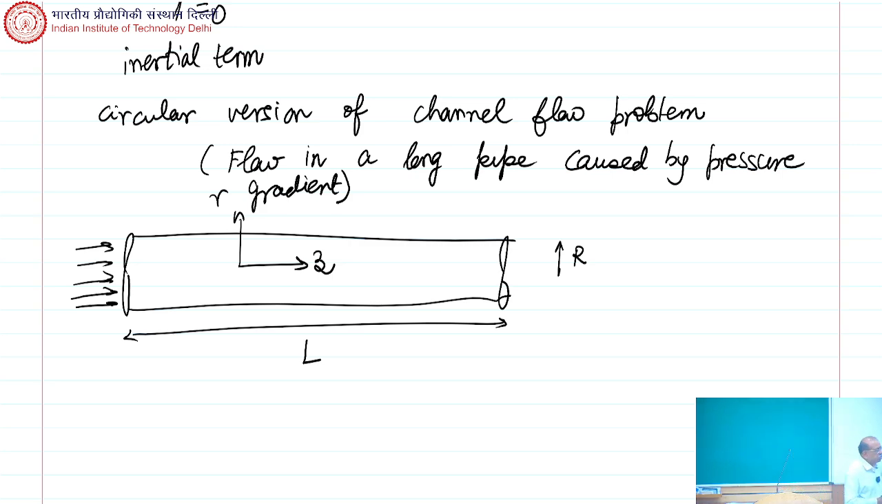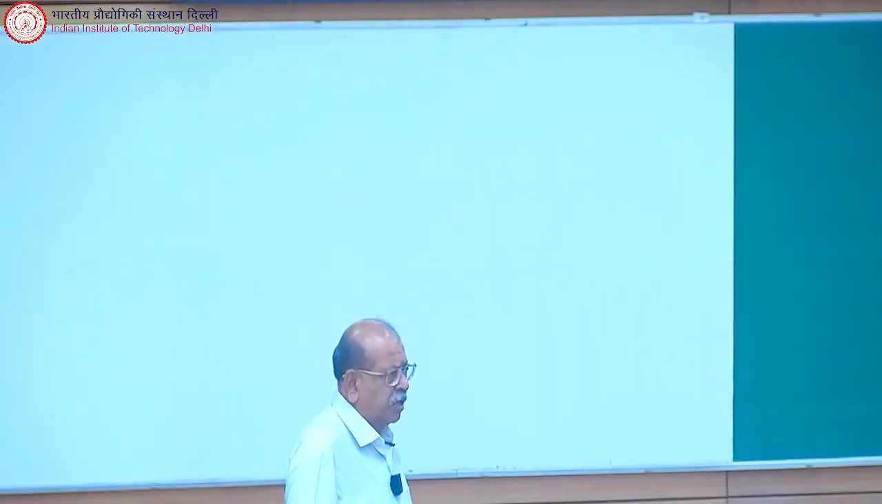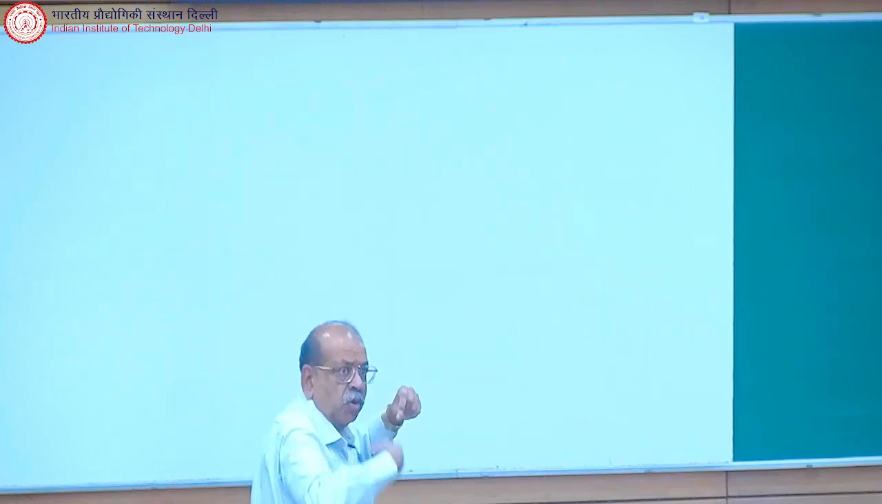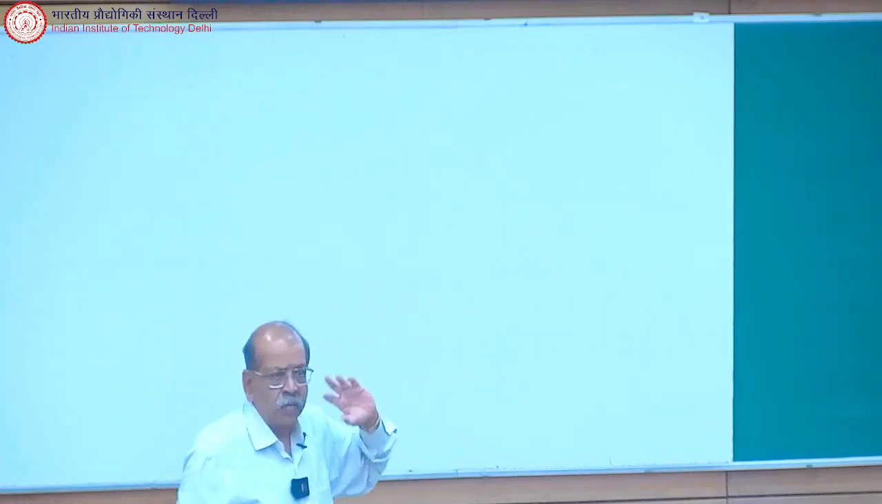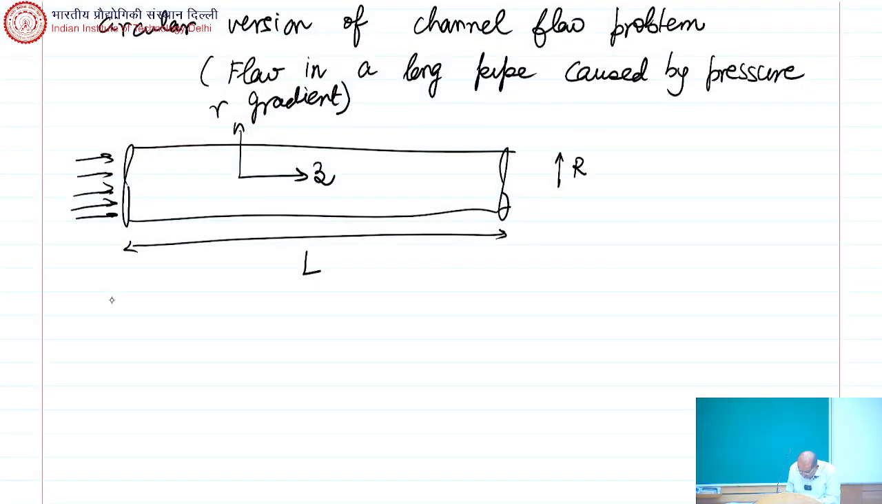We choose cylindrical coordinates, which is r theta z. So z is the axial direction, r is the radial direction, and theta would be the circular azimuthal direction. Okay, and here now, that means in general what is given to us is that velocity will be equal to VR ER.